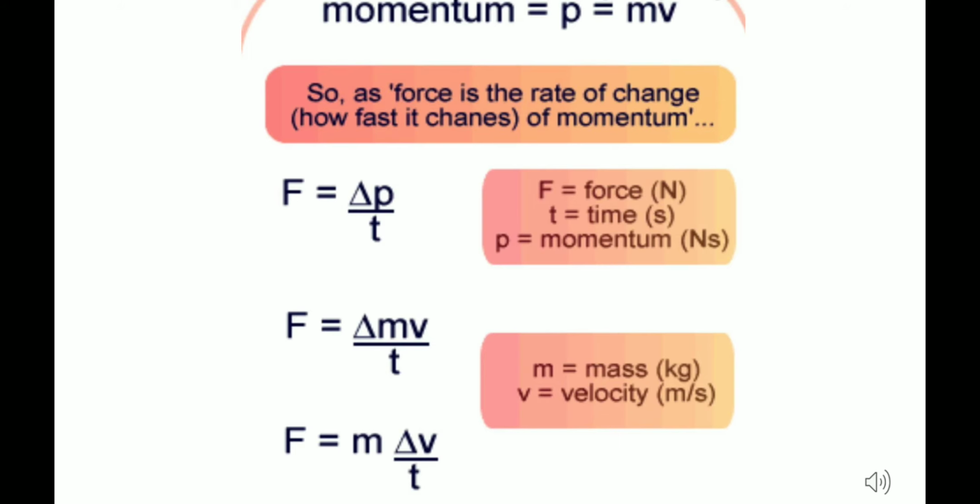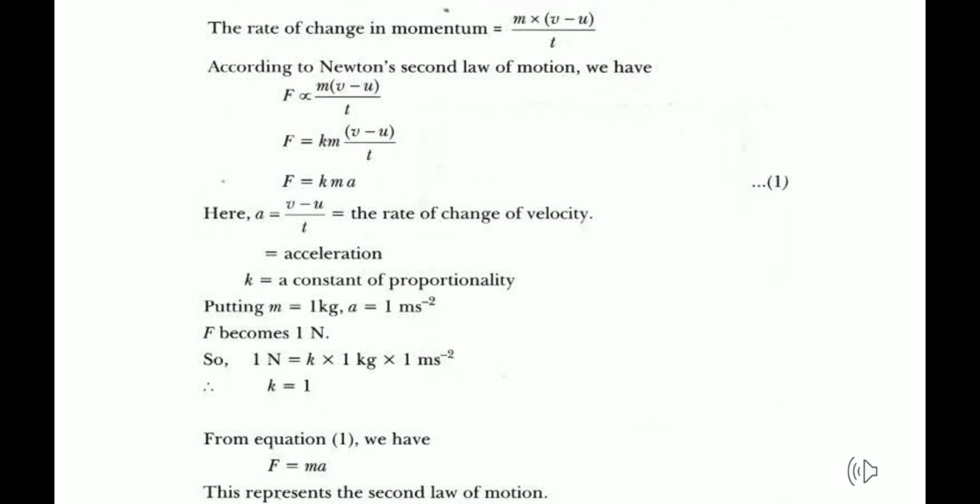Now we are going to study the proportionality constant. So we move further. Now, as I mentioned, from the second last slide which we did right now, the rate of change in momentum is m multiplied by v minus u by t. And from the last slide which we did right now, m delta v by t. And from both these, we were getting F is directly proportional to ma. Now, according to Newton's second law, F is directly proportional to m(v minus u) by t.